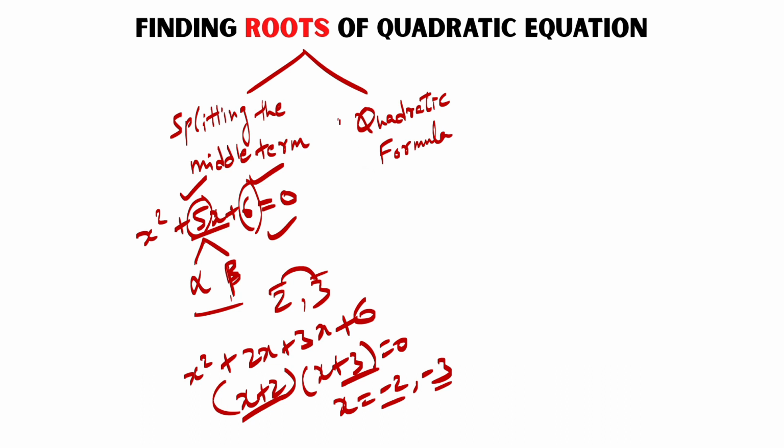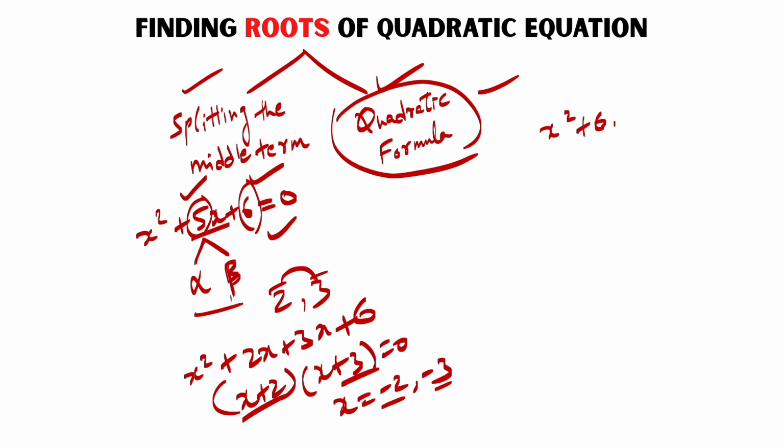Now let us apply the quadratic formula method. See, you can follow any method. Sometimes one will be comfortable, but sometimes the other is comfortable. In case the equation is somewhat complex, then it's better to use the quadratic formula method. Let's take one more example where x square plus 6x plus 10 is equal to 0. This is one more quadratic equation.